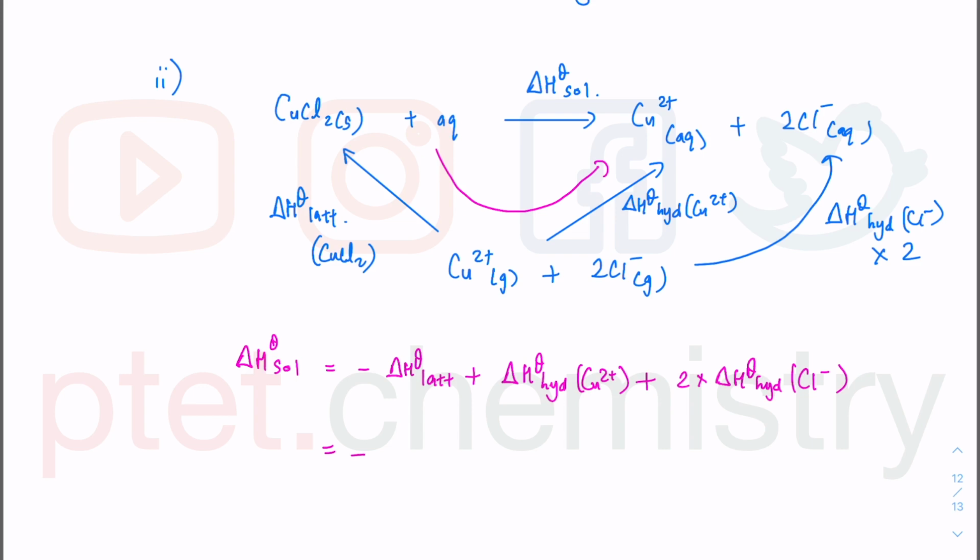So minus the lattice, which is minus 2824. Don't forget it's minus lattice, so it's minus the negative value. Hydration of the Cu2 plus, always use brackets because you never know what could go wrong. Now you're ready to press into your calculator. So minus negative 2824 plus negative 2099 plus 2 times negative 378, I get altogether minus 31 kilojoules per mole: sign, value, and unit.